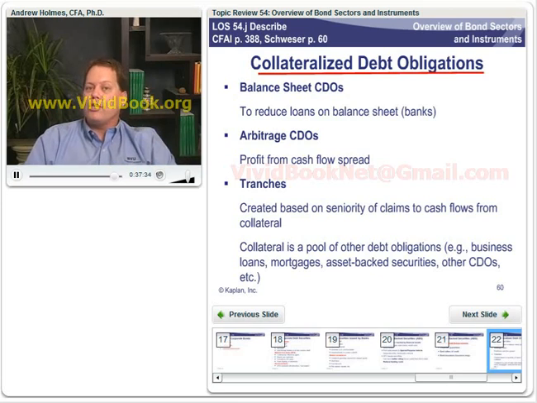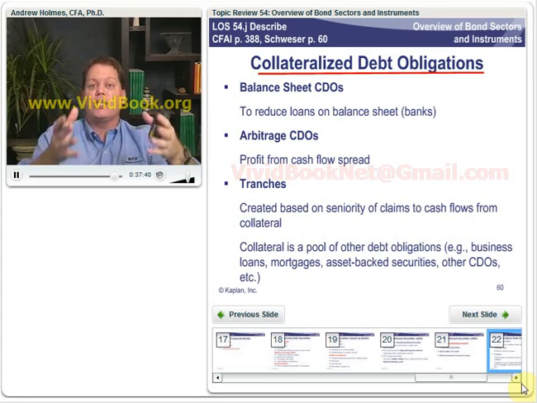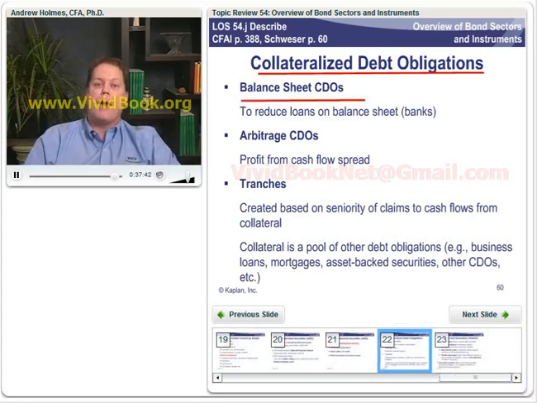Two motivations for doing that. One is a balance sheet motivation. I just talked about that with respect to Sears. They had some receivables on their balance sheet. They wanted to convert those into cash. Balance sheet CDOs have caused very few problems in the world.